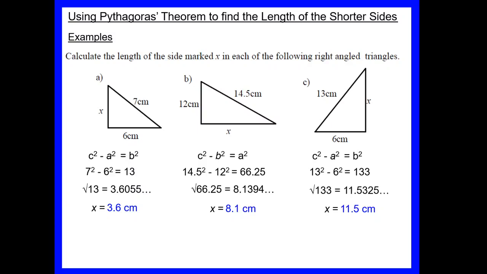So when I say common sense check, it means to go back and look at the question and think, hang on, what type of answer should I be getting? And in this one, again, our longest side is 13, our smaller one is 6, and we've got 11.5, which seems a reasonable size between those two. All right, make sure you're happy with all of that. Then we're going to move on to your turn.